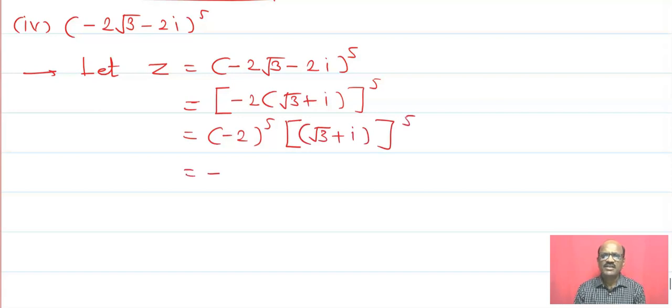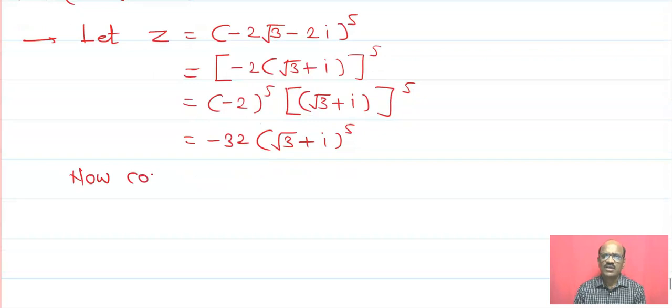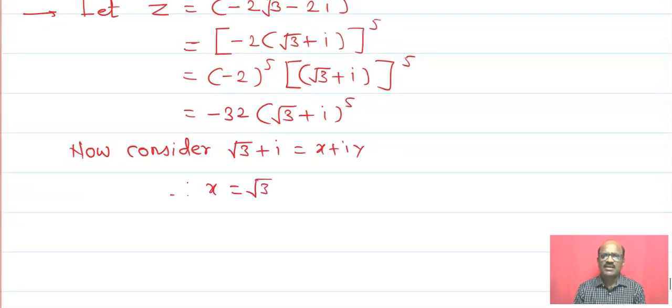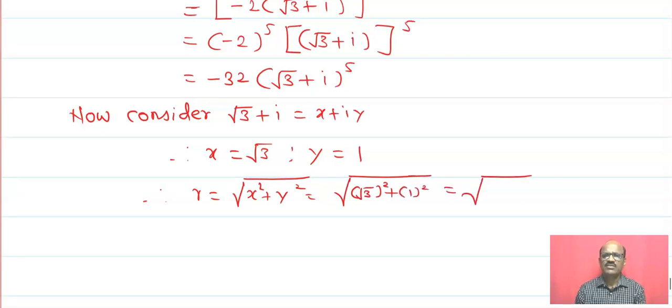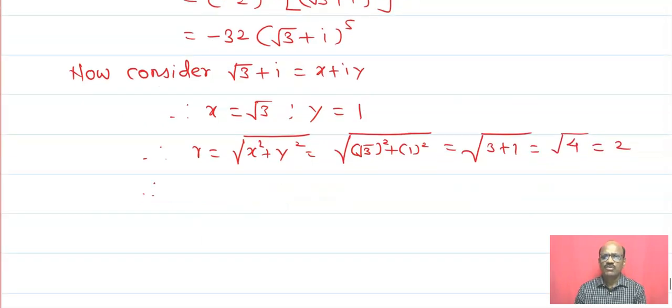Now find out independently the value of root 3 plus i bracket raised to 5. Minus 2 raised to 5 means what? Minus 32. Now consider root 3 plus i, that is x plus iy. Here x is equal to root 3 and y is equal to 1. Therefore, what is the modulus? That is r is equal to root of root 3 square plus 1 square, that is 3 plus 1, that is root of 4, and the value of r is 2.